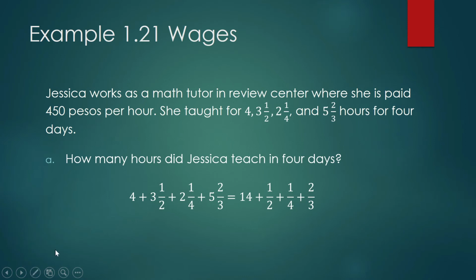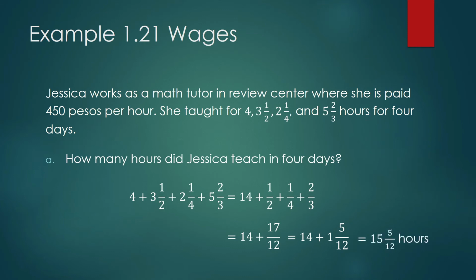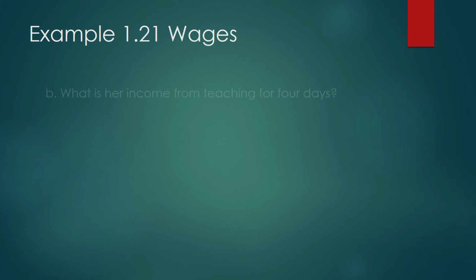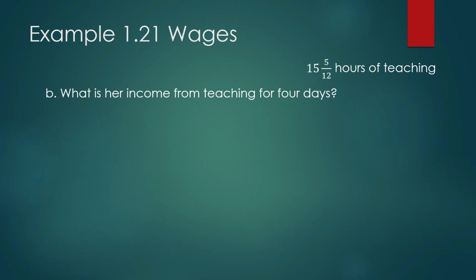And so this is going to be equal to 14 plus 17 over 12. 17 over 12 is 1 and 5 over 12. So 14 plus 1 is 15. So the total number of hours she spent teaching is 15 and 5 over 12 hours. What is her income from teaching for 4 days? So she spent teaching for 15 and 5 over 12 hours.